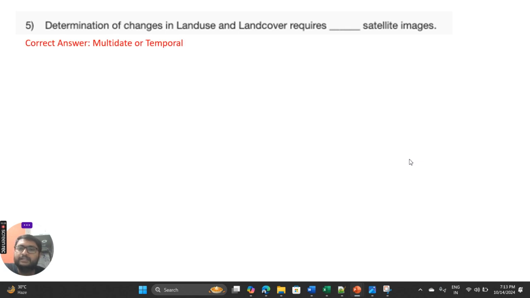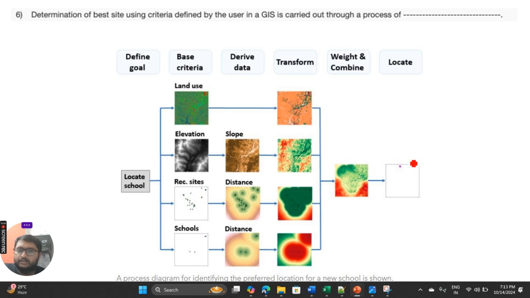So it's known as multi-date and temporal. Now, determination of the best site using the criteria defined by the user in a GIS is carried out through the process of site suitability analysis. And here is an example of it.